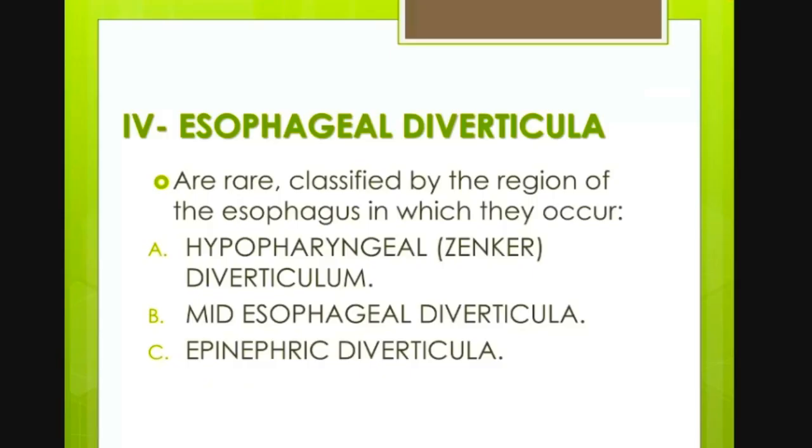Now, the esophageal diverticulum. Diverticulum means a pouch. A pouch occurs in the esophagus, either in the upper part, the cervical part, or in the thoracic part, or in the lower part of the esophagus. We have two types in the upper part, in the hypopharyngeal area, which we call Zenker diverticulum, or the epiphrenic diverticulum, which is in the lower part. We have two types of diverticulum, either a true one or a false one.